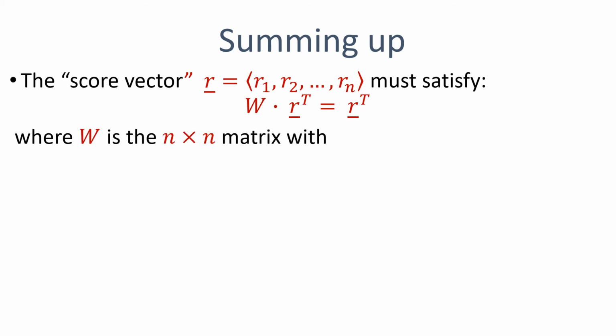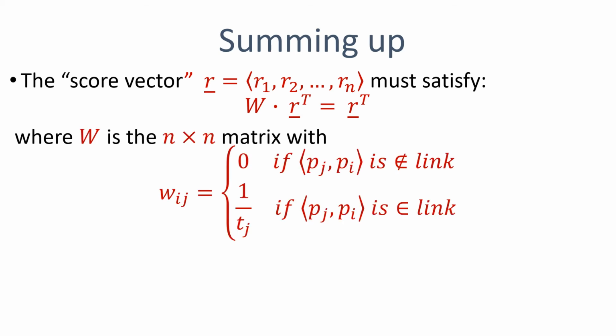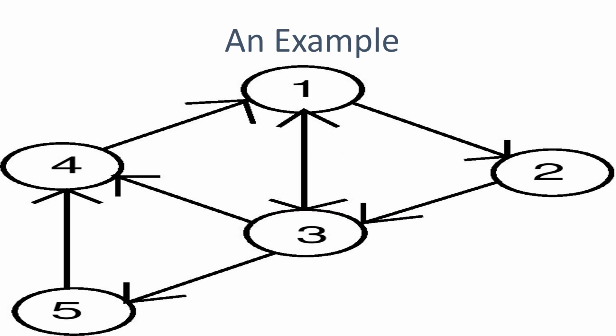So what's this matrix we're using? It's simply the entry in the ith row and jth column. Well, it's 0 if there is no link from page i to page j. Otherwise, it's 1 divided by the total number of links which emanate from page i. So if there is a link, each of the total number of links is distributed evenly. So there's a very simple example.